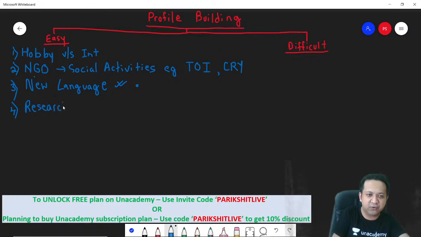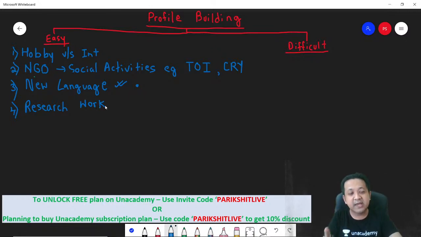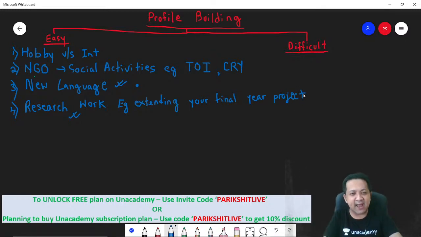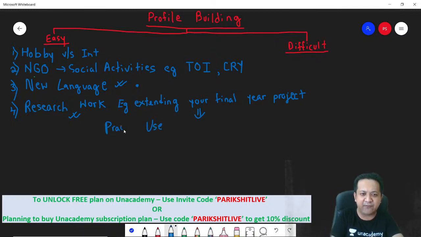Research work. Most of you who are preparing for an MBA are college students. So if you are in the final year of your college, or even if you are working, you can do some research work. Research work could be, for example, extending your final year project. You must have done something. Can you extend that project so that it can have a practical use on a small scale?